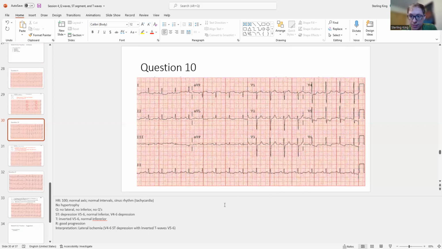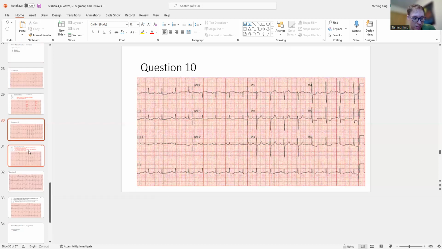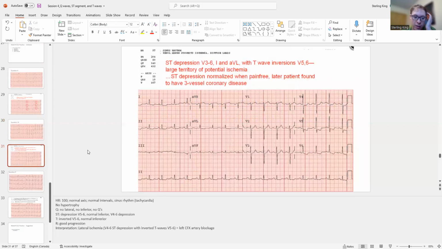So that's basically a left circumflex artery blockage. That's my impression from this. Have a look at what they said. ST depression V3 through 6, yeah, subtle. So I would agree. 1 in AVL, fair enough. I didn't quite go as subtle as they were saying, but it does make sense.